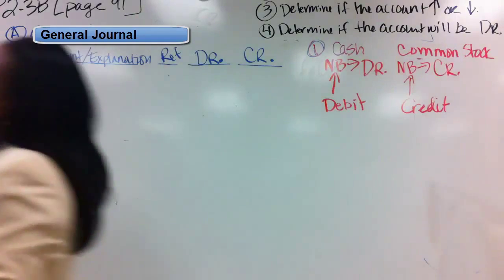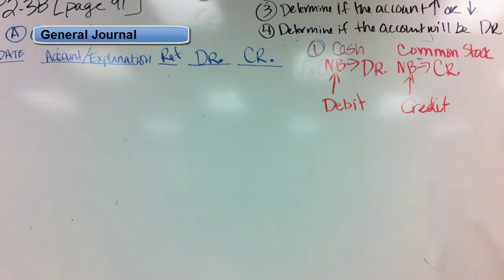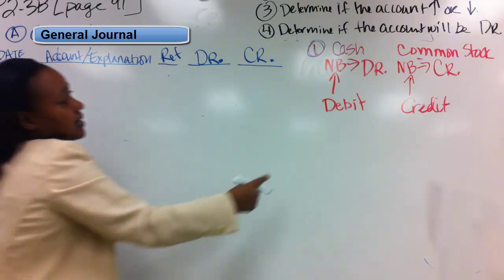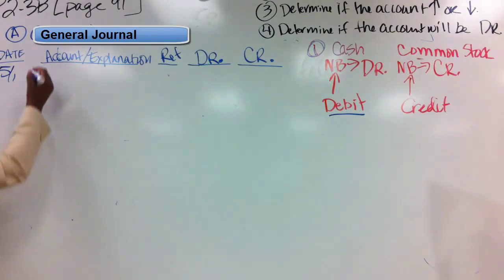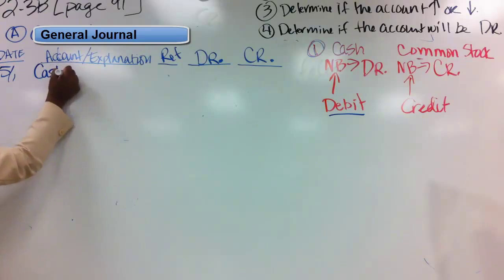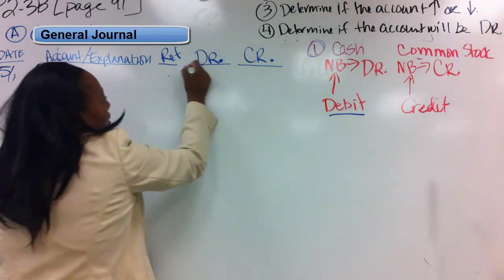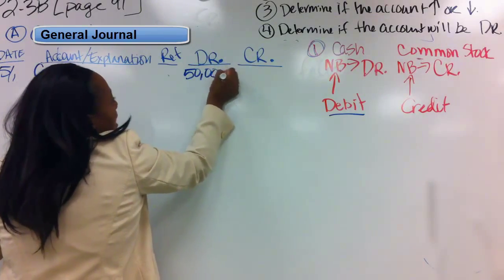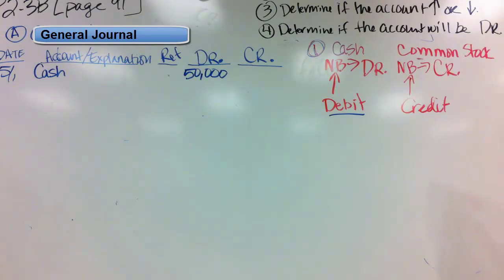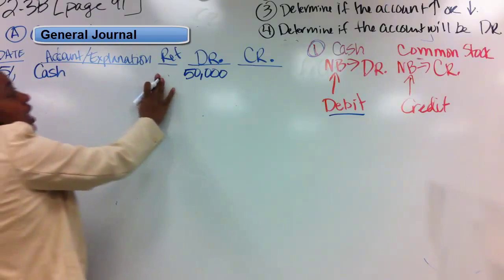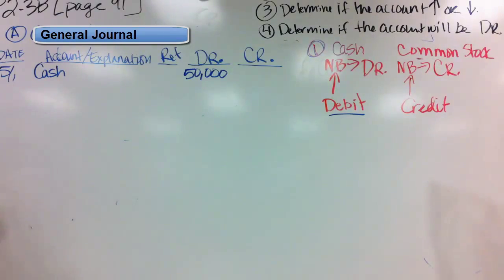So then, what date did this happen? This is May 1st. So we're going to have May 1st as our date. First transaction of May. The account we're going to list first is the account to be debited: cash. And what's the dollar amount? $50,000. So we're going to debit $50,000. Now there's no need to use dollar signs in the journal. The assumption is that everything is in US dollars. We don't put anything in the reference column. We leave that blank. Credit is also left blank.